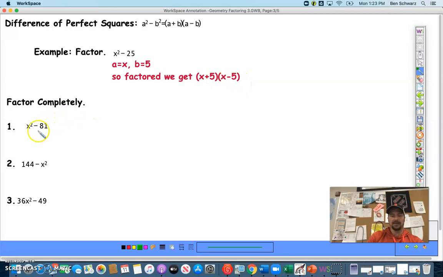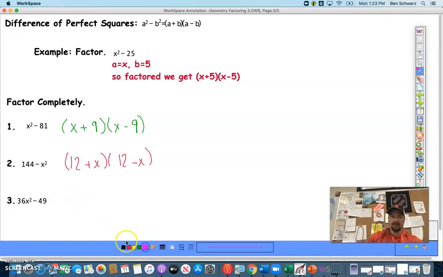So here, x squared minus 81, well, the square root of this is x. Square root of 81 is 9. So x plus 9 and x minus 9. If you have a plus and a minus, the same thing, you lose that middle term. Here, the perfect square is 12, the perfect square is x. So again, if you follow the pattern, it's 12 plus x and 12 minus x.